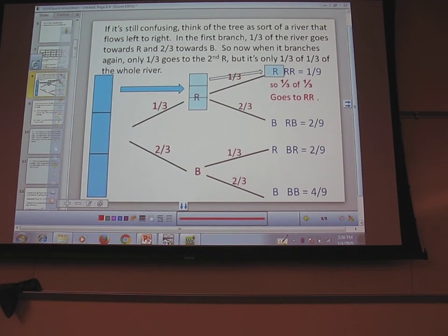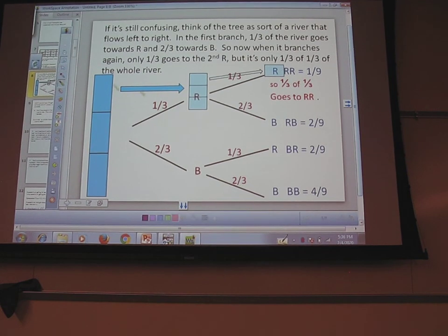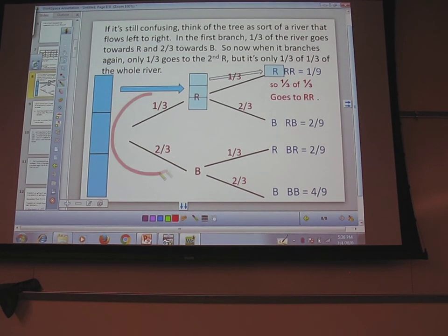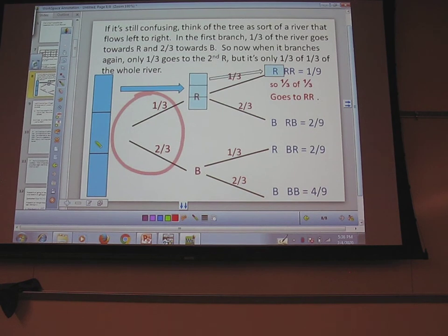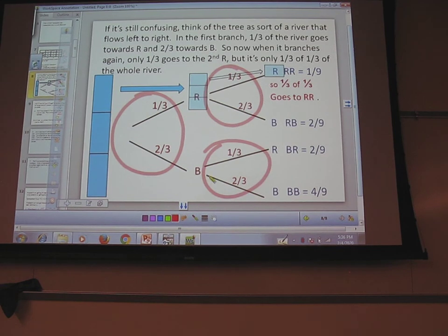A couple things to note also. Remember that whenever you branch, 100% of what you have should go somewhere. Right, so this better add up to 1. When this branches, this better add up to 1. It's one whole. It's 100% of a third. It's not 100% of everything, but it's 100% of this third should go somewhere. This should also add up to 1 or 100%, because this 2/3, it all has to go somewhere.